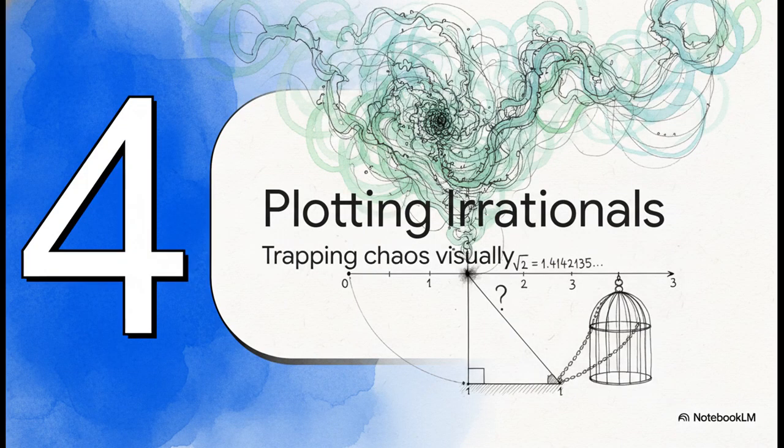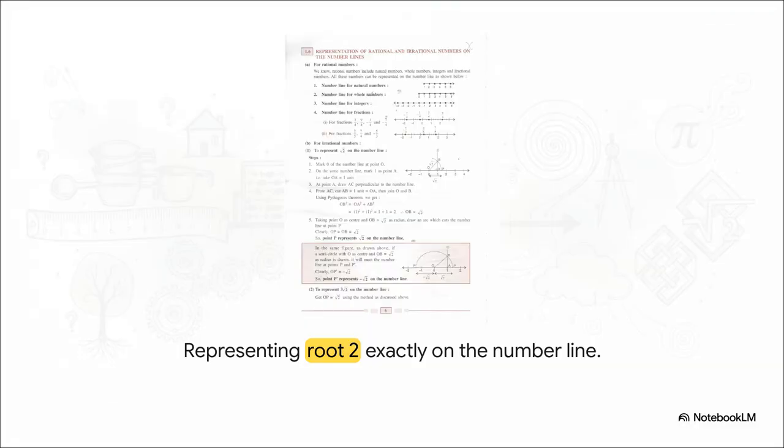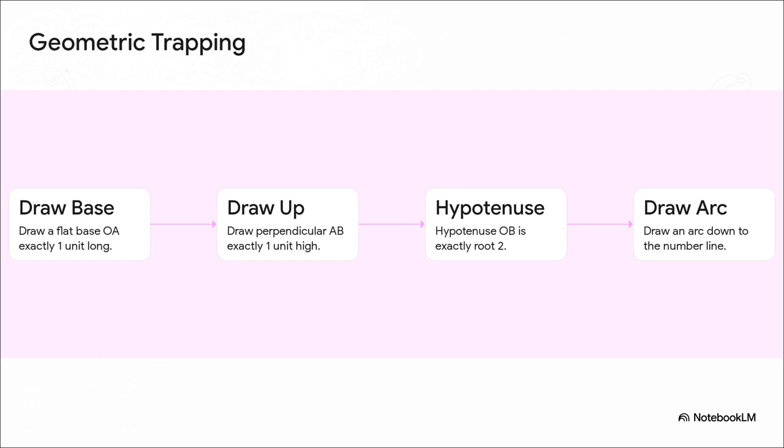Section 4. Plotting irrationals visually. How do we trap this chaos? Now you might be wondering, if the square root of 2 is this wild, infinite decimal, how on earth can we possibly trap it onto a finite number line? Interestingly enough, ancient mathematicians found a genius loophole using geometry. Instead of trying to measure out an endless decimal, they used the Pythagorean theorem to build a physical shape to capture it perfectly. Let's break down this genius trick step by step.